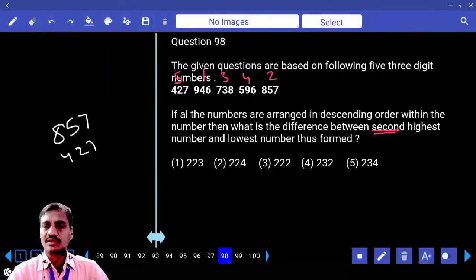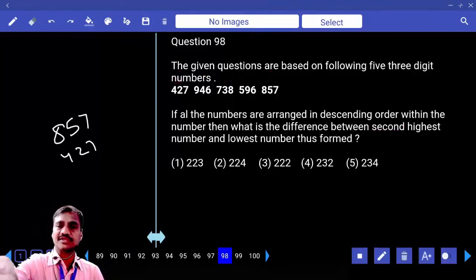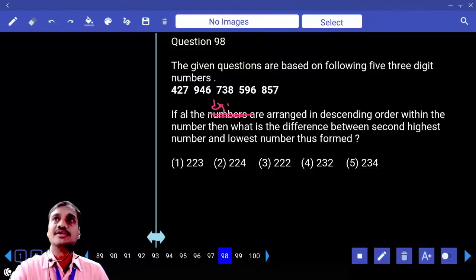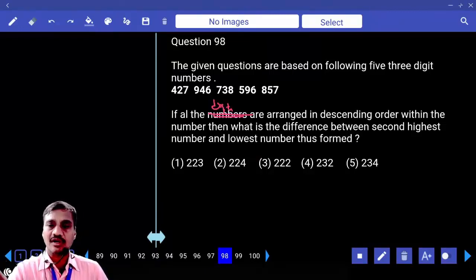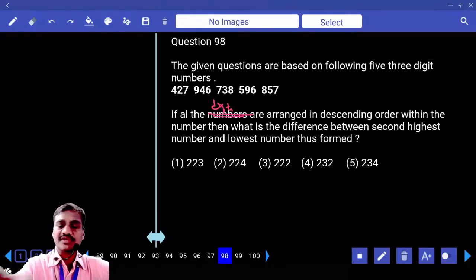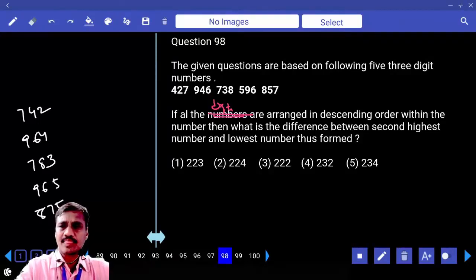Now it is not the numbers, it is the digits, isn't it? If all the digits are arranged in descending order within the number, this will be 742, next 964, then 783, next 965, and 875, 870.